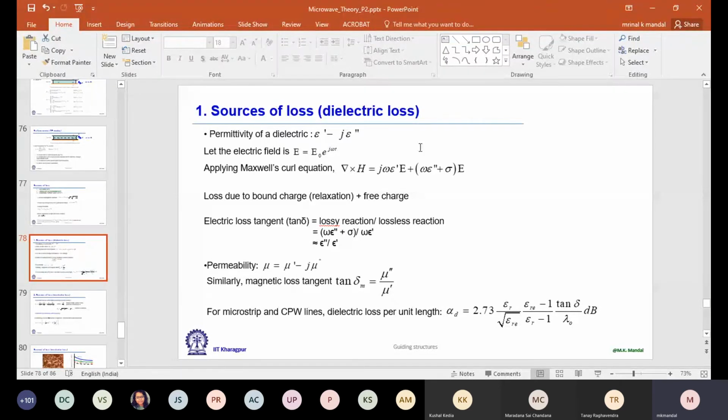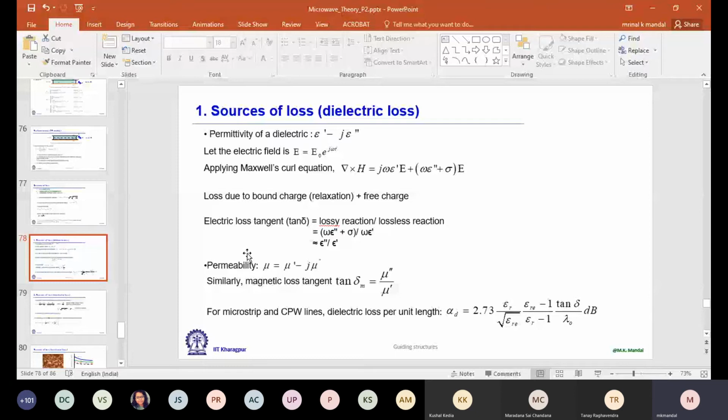Now to quantify it, we define a parameter. We call it loss tangent. This is the lossy portion, basically the lossy part divided by the lossless part. Put in the values: omega epsilon double dash plus sigma, divided by omega epsilon dash. So for a dielectric material, sigma is 0. Then it reduces to epsilon double dash by epsilon dash. Basically, loss tangent is the ratio of the imaginary part to the real part.